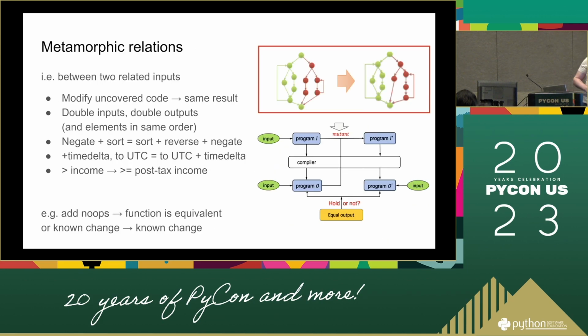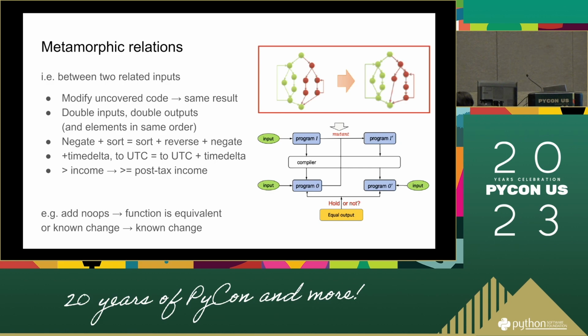Metamorphic relations are probably the most complicated kind of property I'm going to talk about. The idea is that for cases where we don't know what the relationship between the input and the output should be, we might still be able to look at the relationship between two input-output pairs. For example, even if we don't know what the code should do, if we can get coverage information, we'll be able to say if we change any uncovered code, that shouldn't change the result.